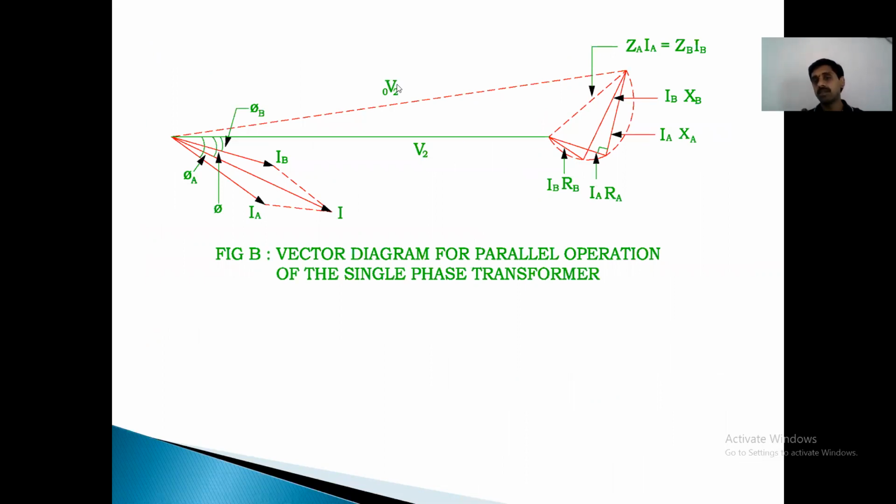Okay, this is V2. This is IA, IB supplied by two transformers separately. So this is the resultant current I, the total load current. The total load current is at an angle of phi with respect to the V2 output voltage. This is phi A, phi B, the individual transformer phase angles with respect to the voltage. And here you can see IARA, IAXA, IBRB, IBXB. So this is a general phasor diagram for two transformers.